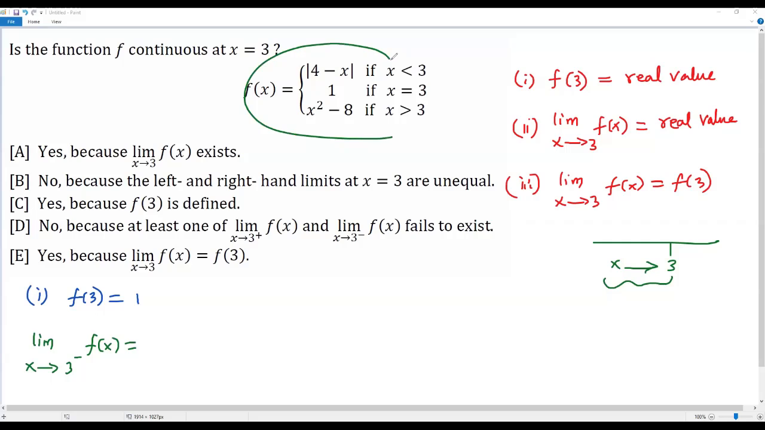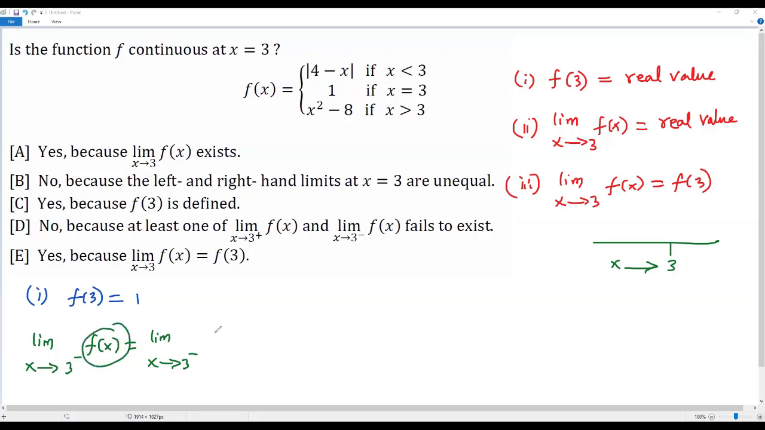So in the given piecewise function, we have to consider the piece that we have for f of x where x is less than 3. This is the piece, that is absolute value of 4 minus x, we have for f of x when x is less than 3. So that's what I have to plug in over here. Let me do it. Limit x tends to 3 minus. So when x approaches 3, that is when the values of x are less than 3.